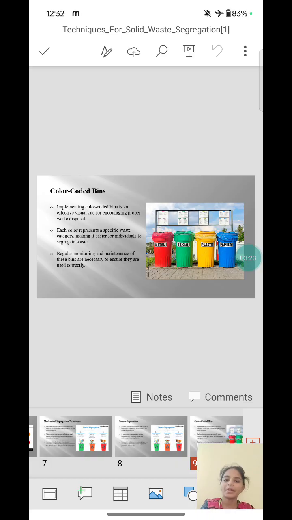Color-coded bins. Implementing color-coded bins is an effective visual cue for encouraging proper waste disposal. Each color represents a specific waste category, making it easier for individuals to segregate waste. Regulation, monitoring, and maintenance of these bins are necessary to ensure they are used correctly. So, here we can see four different colors of dustbins. Red denotes the metal dustbin, green and yellow denote plastic, and blue denotes paper waste.